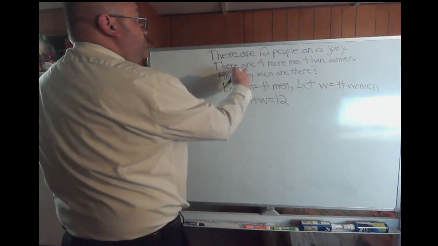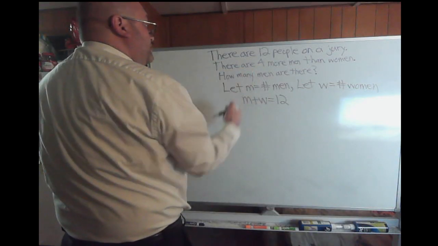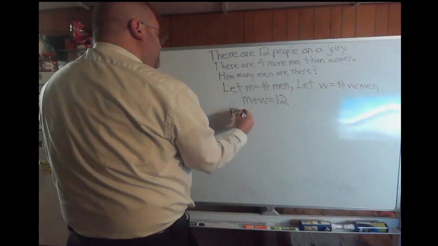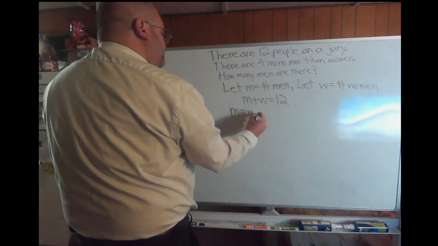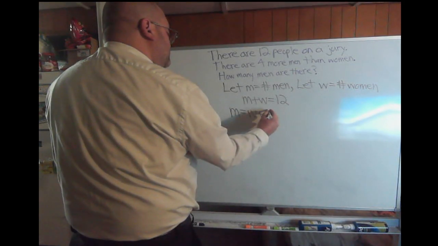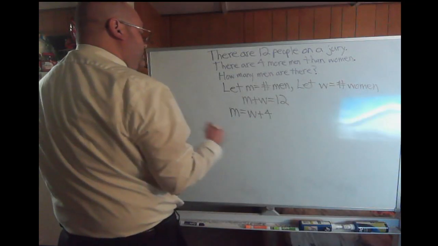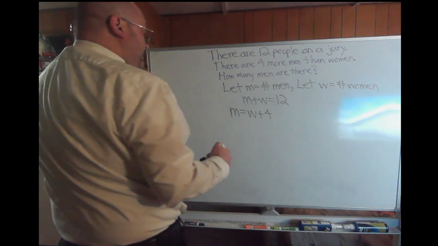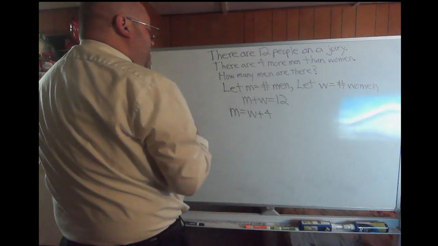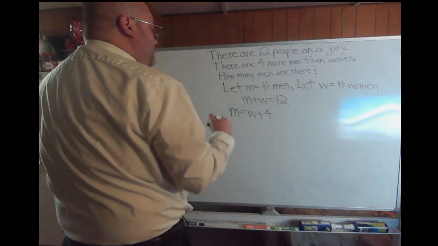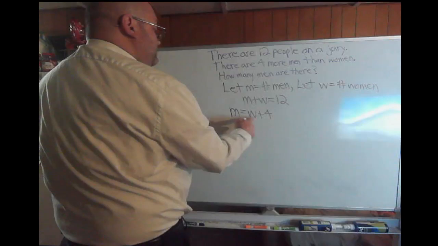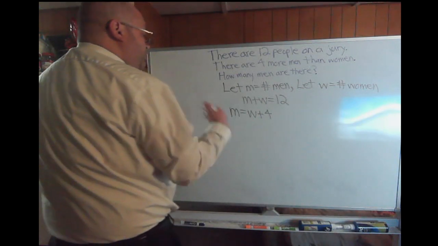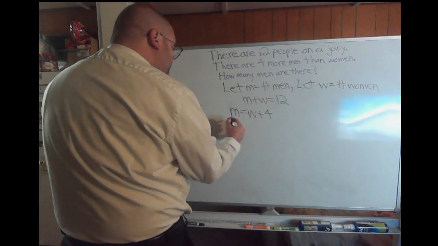So now it tells you there are 4 more men than women. So the number of men is equal to the number of women plus 4, because there are 4 more men than women. So now what we can do is we can use the fact that men is equal to the number of women plus 4. We can substitute that in for men.